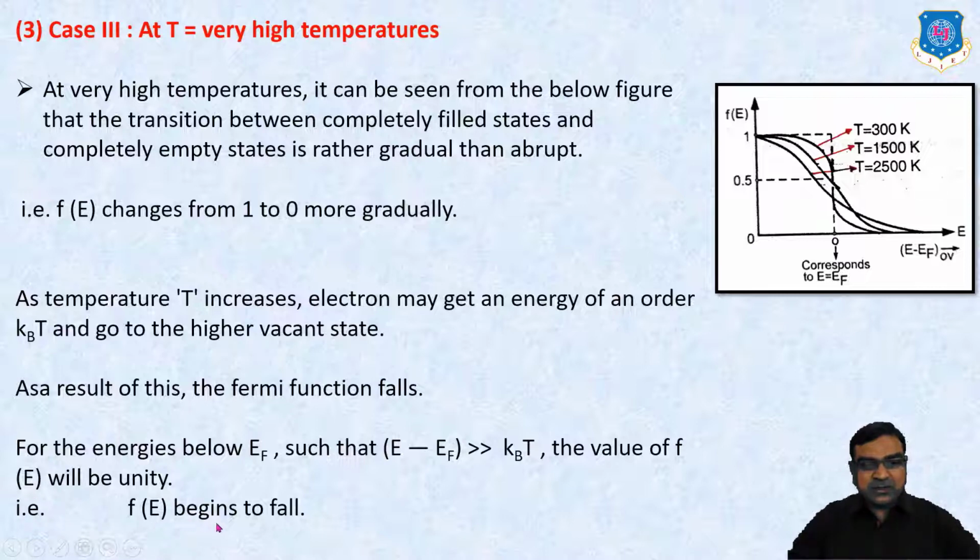So the function f(E) begins to fall. Here you can see this is the probability when E is equal to EF, 50% probability. And when you increase the temperature, for T equal to 300 Kelvin, meaning room temperature, this is our graph, from here to here. But when the temperature is 1500 Kelvin, it falls from here to here. And at a high temperature of 2500 Kelvin, it will be like this.